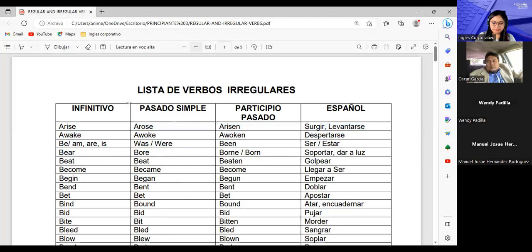Negativas. Todos los irregulares para affirmative sentences. All of this one. Toda esta columna de verbos en pasado solo me sirven para affirmative statements. ¿Por qué no para negativas en interrogative? Why not? ¿Por qué no, clase? Why not?